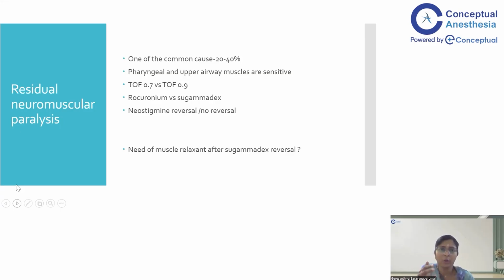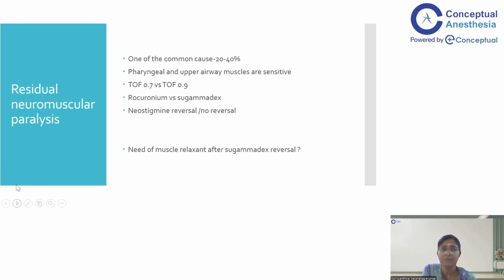Though the diaphragm and all the muscles of respiration may recover from neuromuscular blockade, these pharyngeal and upper airway muscles, especially genioglossus and the muscles of the tongue, usually get their full recovery only after 0.9. So it is advocated that you reverse the patient to 0.9 and then take the patient out. Though many patients may be okay in the peri-extubation period, some patients may land up in recurarization with a TOF of less than 0.6 in the recovery room and may have respiratory distress. So this may be because of recurarization which can occur.